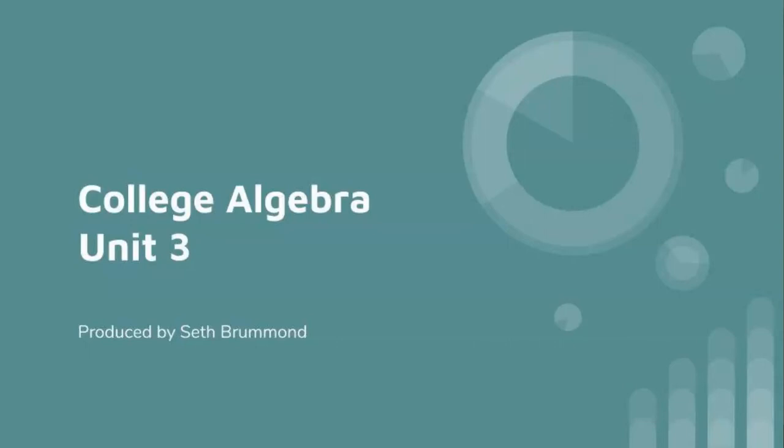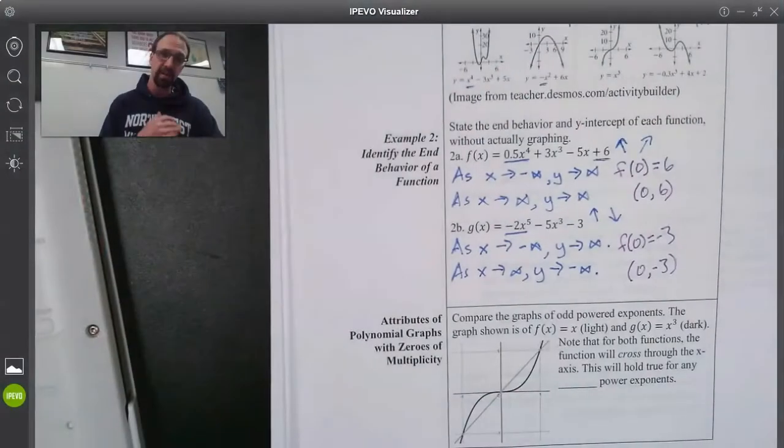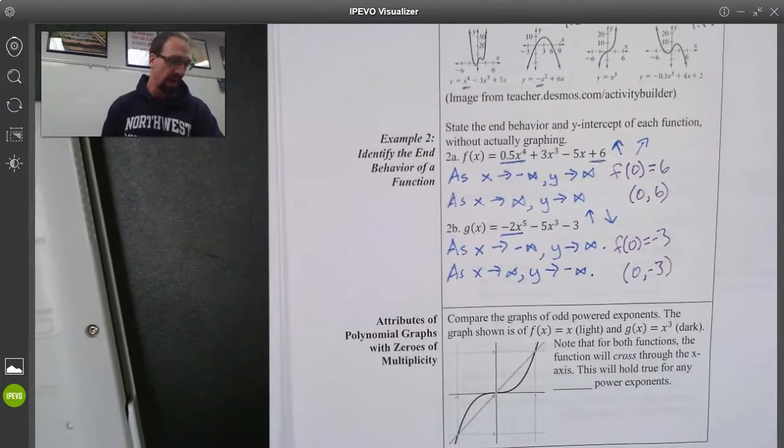Hi friends, welcome to the Unit 3 Day 4 notes. Specifically, we're going to get into the attributes of polynomial graphs with zeros of multiplicity.